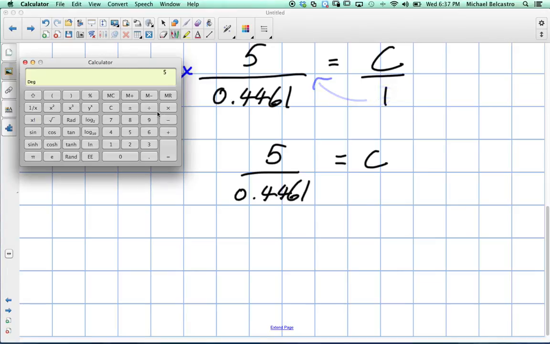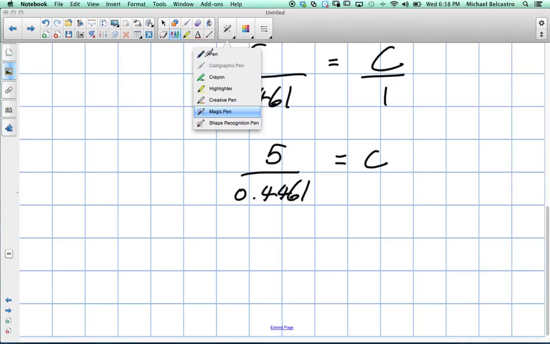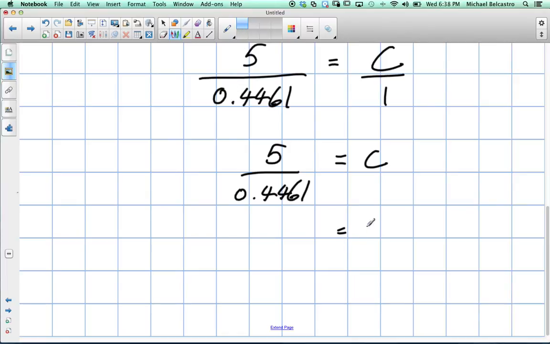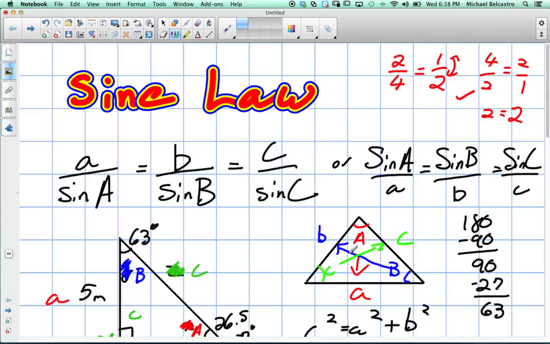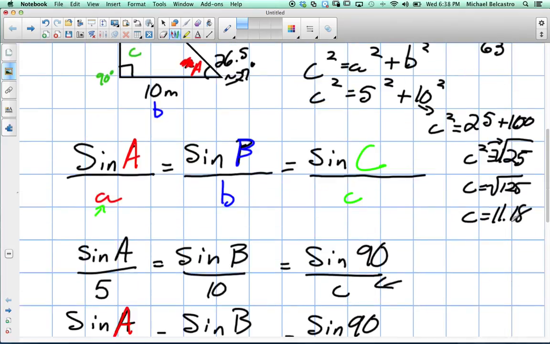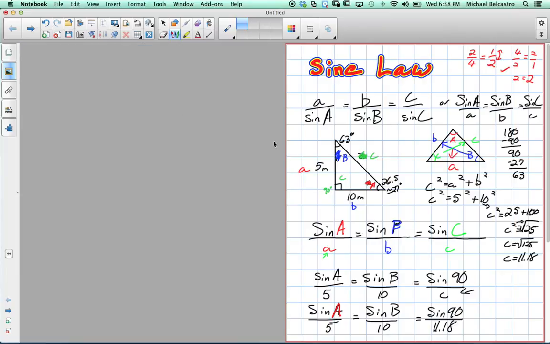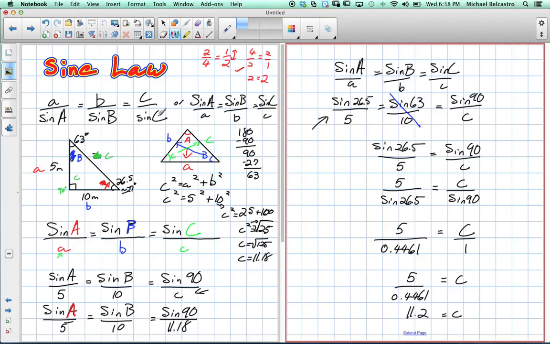So 5 divided by 0.4461 is 11.2, and remember we got 11.18, right? So it's pretty much the same number. We're always going to have a little bit of variation there. We got 11.2, but if you look back before, we originally had gotten 11.18, which is really close. It's 2/100ths of a decimal point off there. Okay, so there's everything we did. We solved for the angle, and we figured out how to solve for the side also.